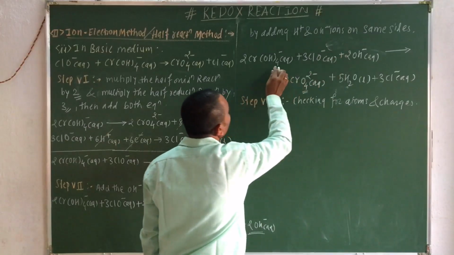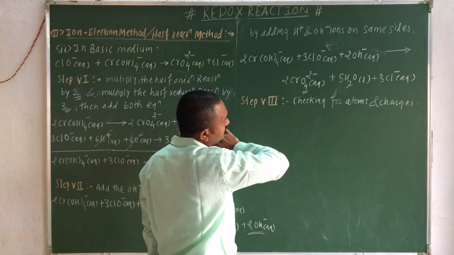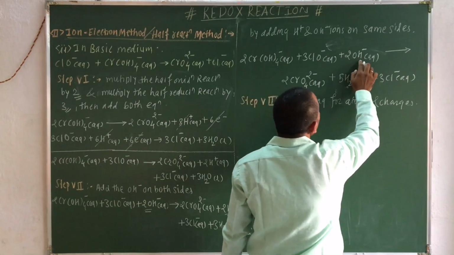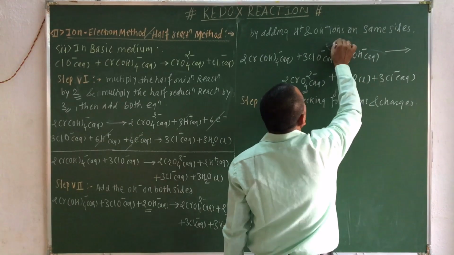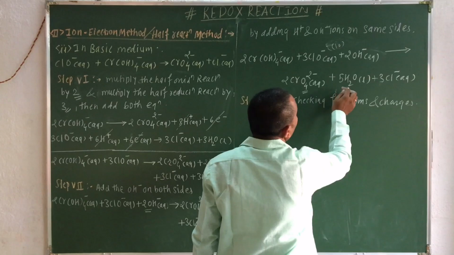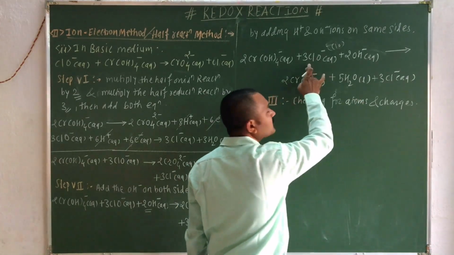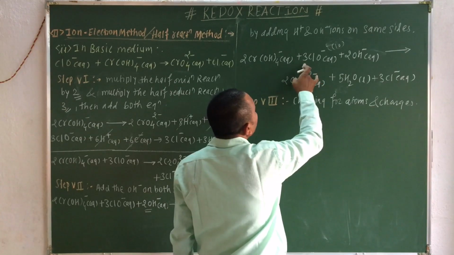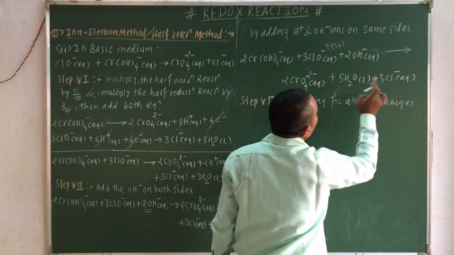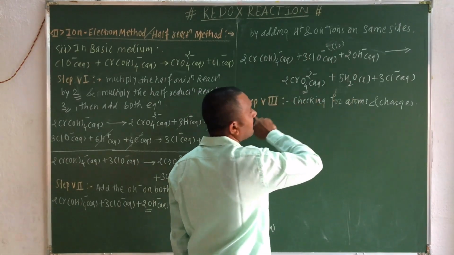Now let us count the hydrogen atoms. 2 fours are 8 hydrogen atoms, then 2, that will be 10. On your left hand side there are 10 hydrogen atoms. Now what about your right hand side? Yes, 5 into 2, 10. Now what about chlorine? 3 chlorine, 3 chlorine. So this reaction is balanced with respect to all atoms.